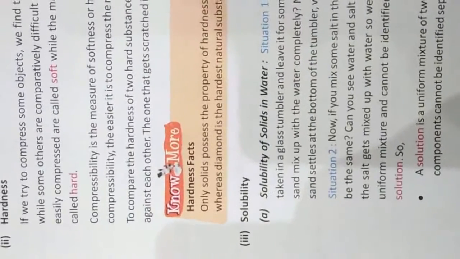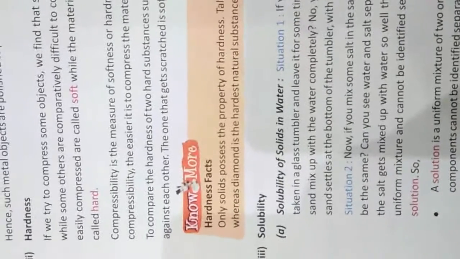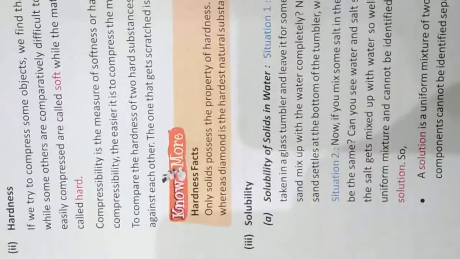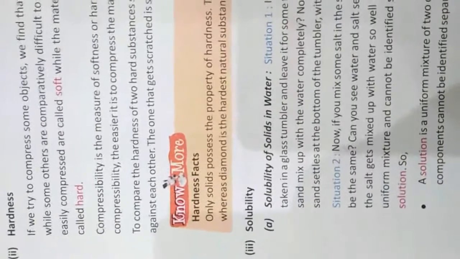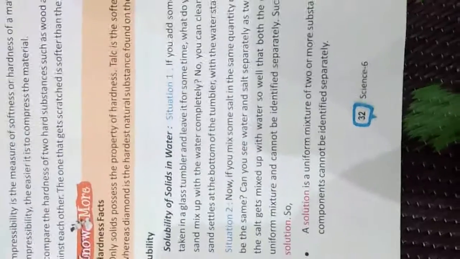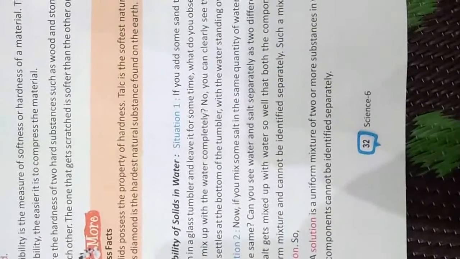So here I have given another physical property, which is solubility. Solubility of the solid in water. An object is said to be soluble if it is easily dissolved in water at a certain temperature. So here we have the definition of solution. It is a uniform mixture of two or more substances in which any of its components cannot be identified separately.